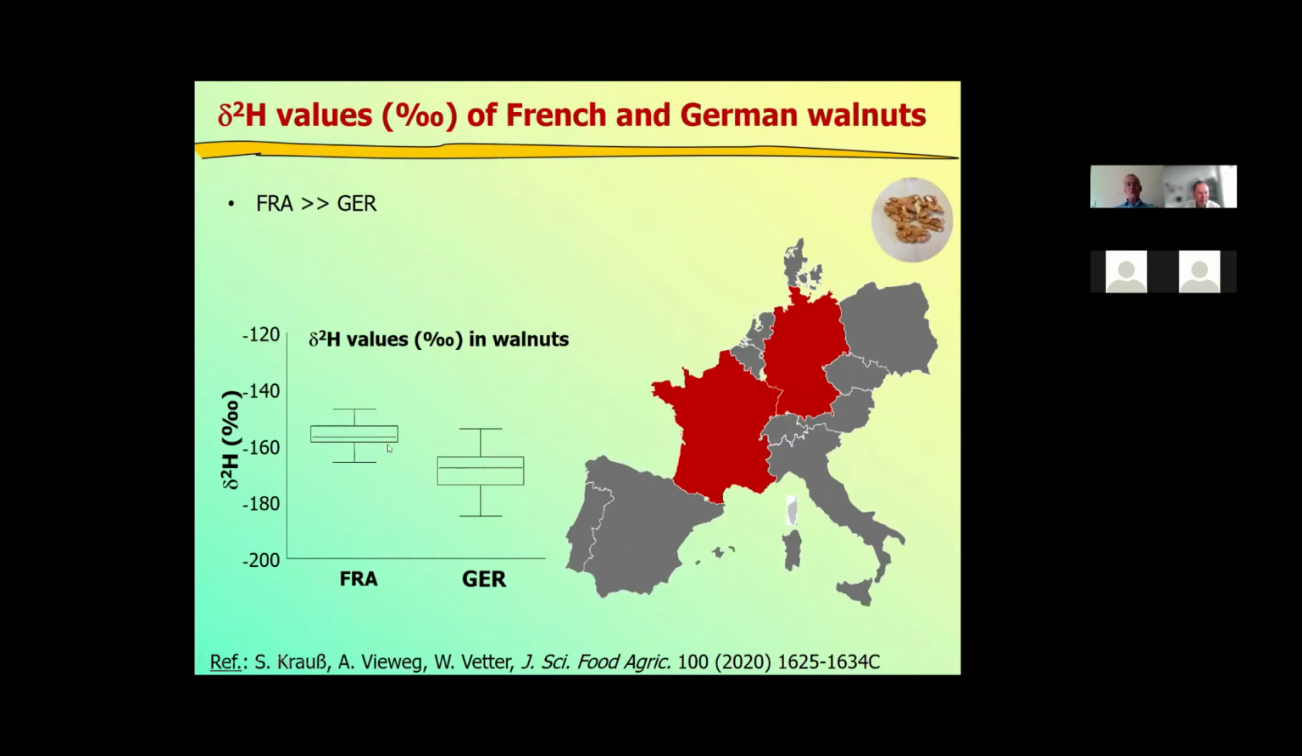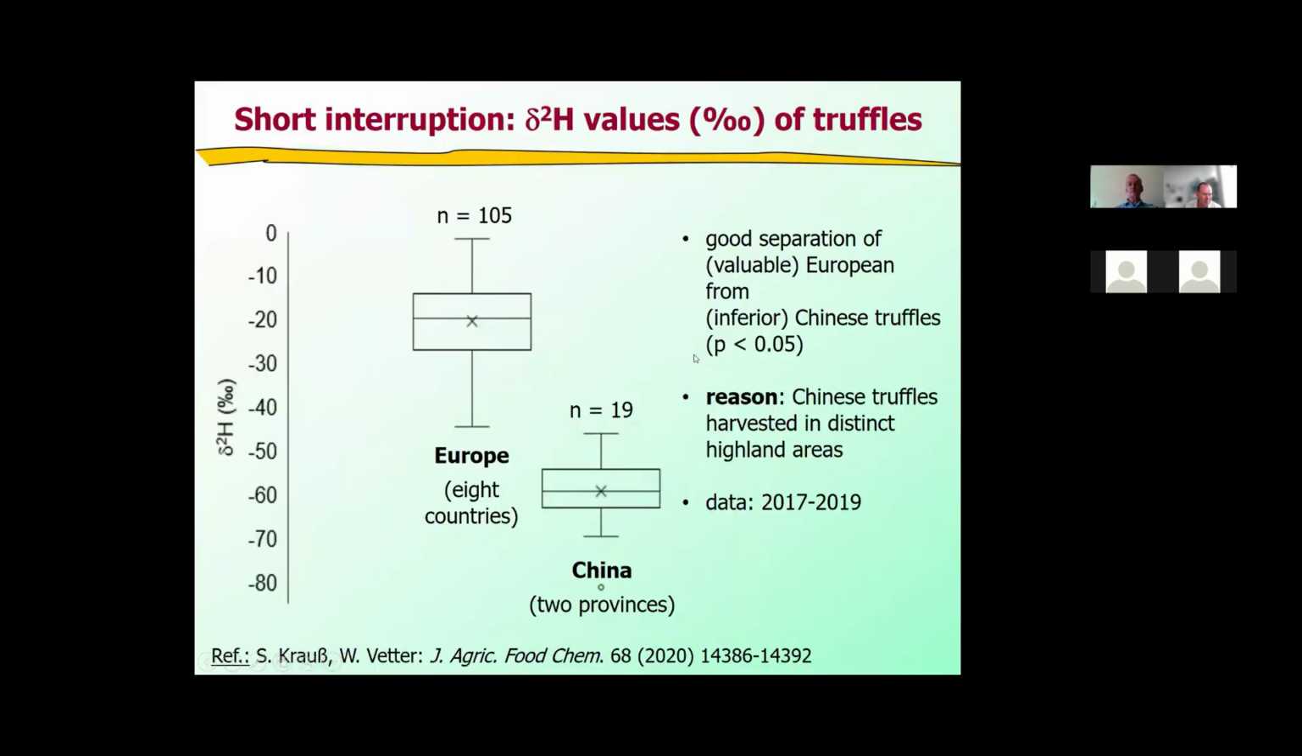But if you go further, you can see differences between France and Germany in the walnuts, so all that can be considered. This has something to do with France having a longer coastline, and therefore you have a stronger impact, and therefore the values are richer in deuterium than the German ones, which are more remote.